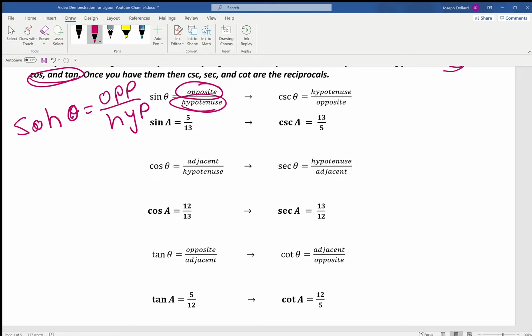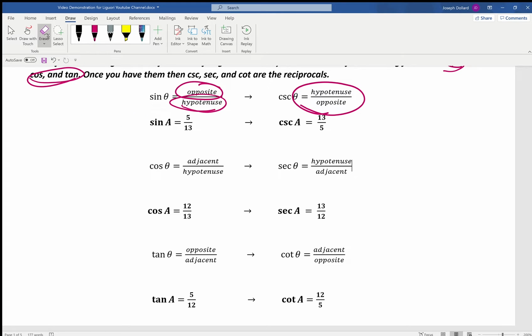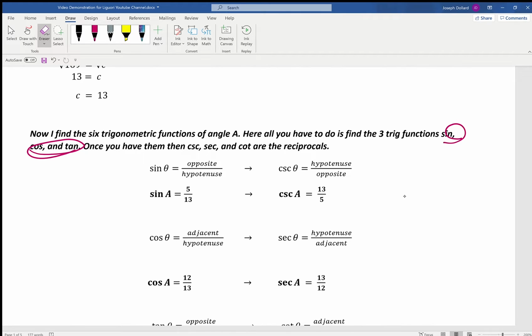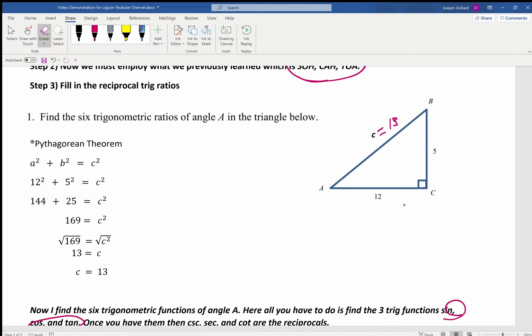And then, of course, once we have this, we have a reciprocal function. You might have heard me use the term multiplicative inverse. That's just a fancy word for the reciprocal. And then, of course, we can easily find the reciprocal function. Since sine is opposite over hypotenuse, cosecant is going to be hypotenuse over opposite.